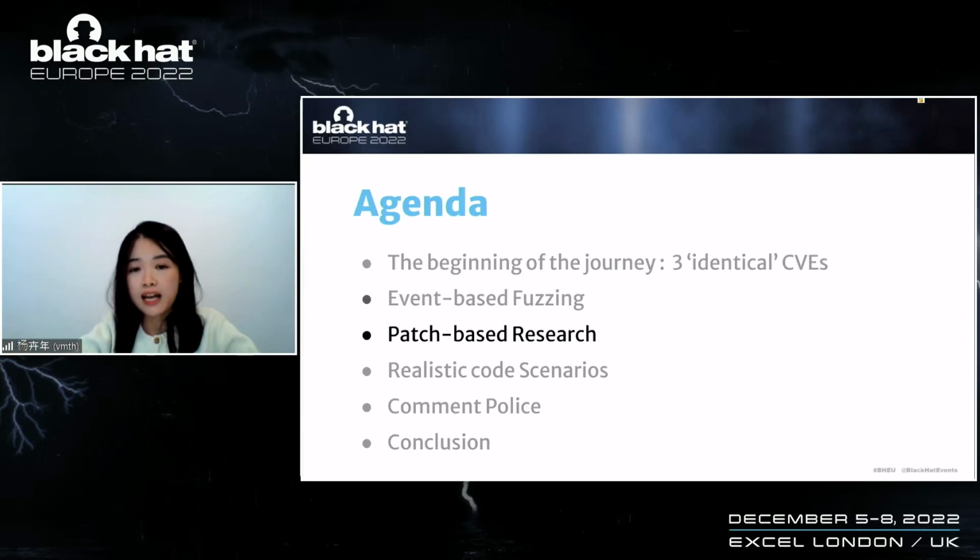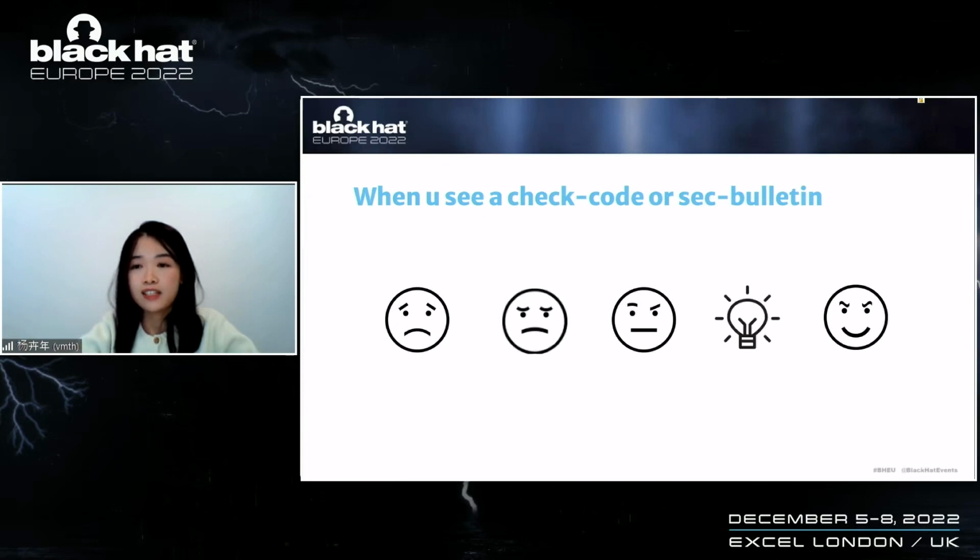Now, in this section, we will touch on some experience we've gleaned from the patch-based research and then show 2 examples as illustrations. First, for a moment, recall how you might feel when you see a check code or a monthly security bulletin. Do you feel pity because another vulnerability is missing, or feeling frustrated? Bug hunting has become more difficult.